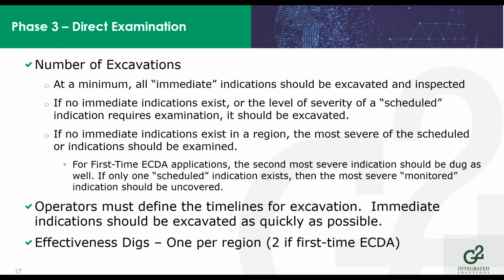Again, if there's no immediates in a region, you should take the most severe of the scheduled indications and excavate that one. For first-time ECDA applications, an additional indication should be excavated for each region that contains a scheduled indication. If there's only one scheduled indication, the excavation should be performed at a monitored location. So for a first-time ECDA, I apologize, you're doing 2 digs per region if there's no immediates.